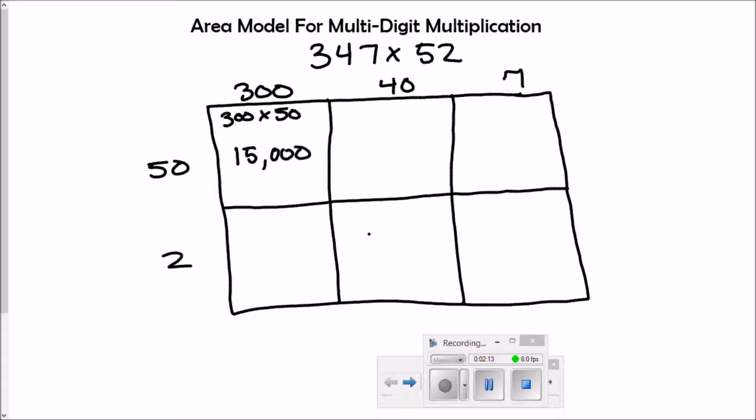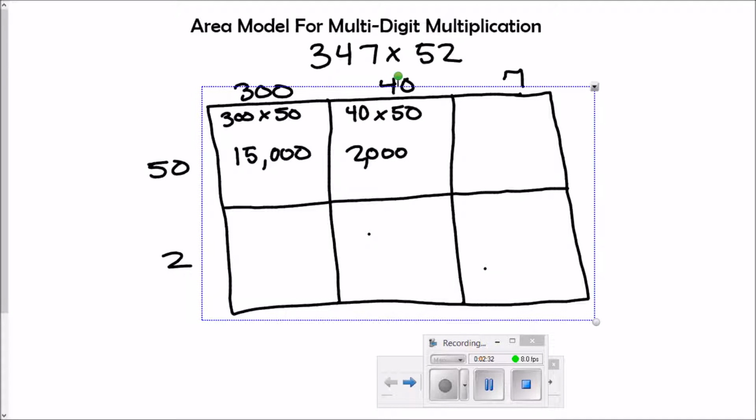In this next box, I'm going to multiply 40 by 50. Again, look at the basic fact. 4 times 5 is 20. The multiplier and the multiplicand here have 2 zeros combined. And 40 times 50 then is 2,000.